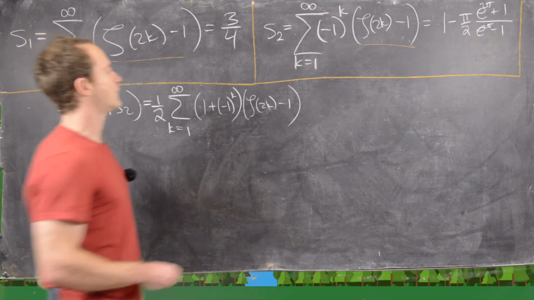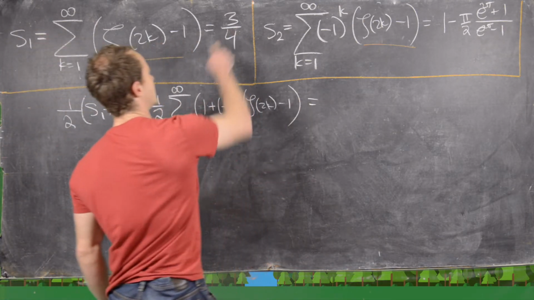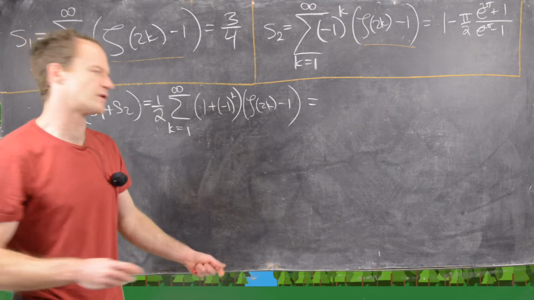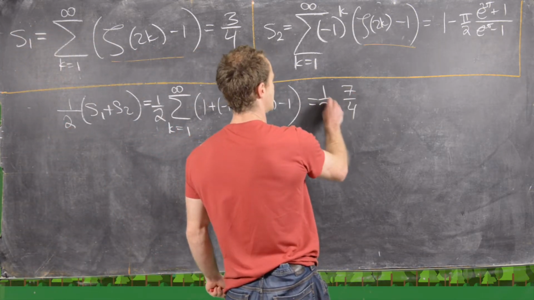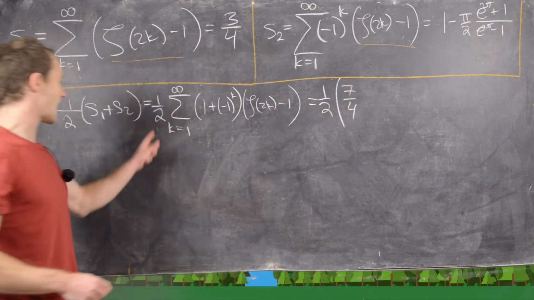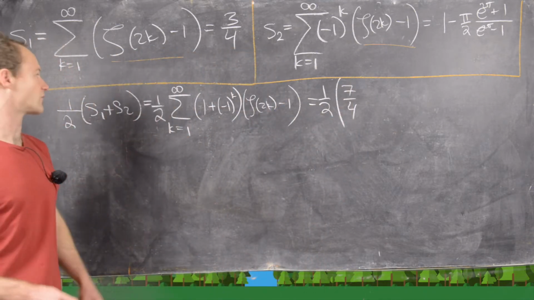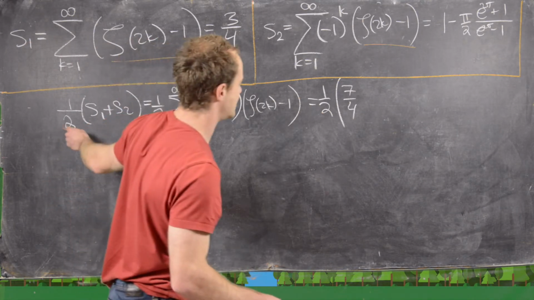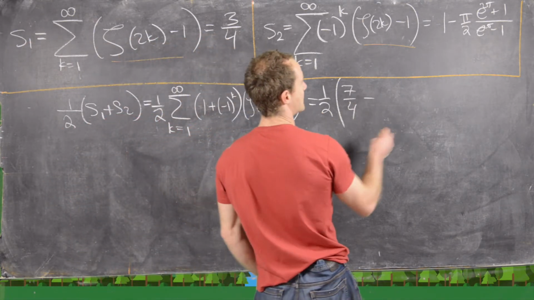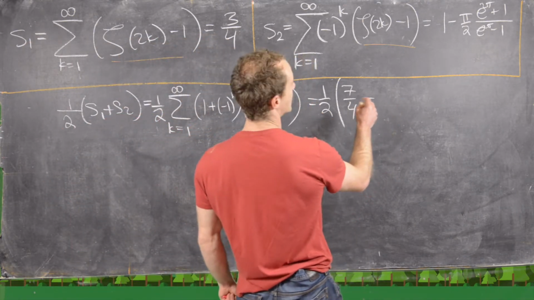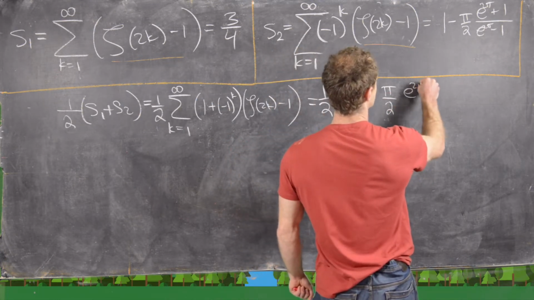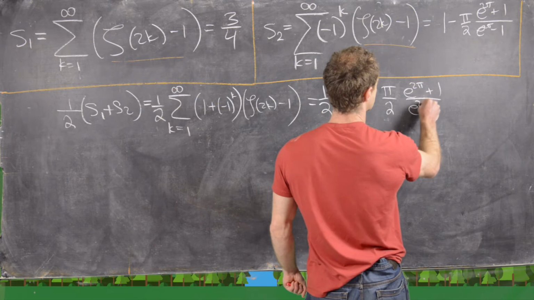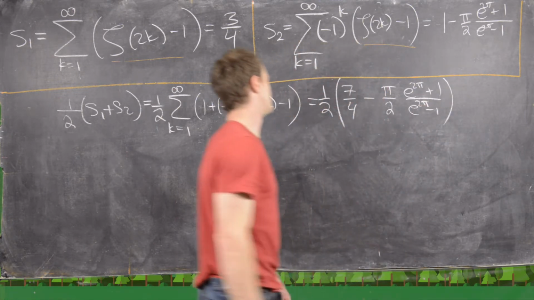Great. Now, if we add the right-hand sides, we get 3/4 plus 1. So notice that's going to be 7/4. And then I should say we've got to multiply this whole thing by a half, because I'm multiplying the whole thing by a half right here and right here. And then we have this is minus pi over 2 e to the 2 pi plus 1 over e to the 2 pi minus 1.